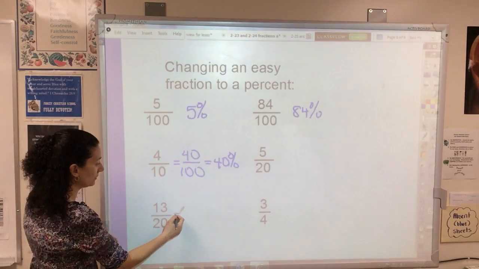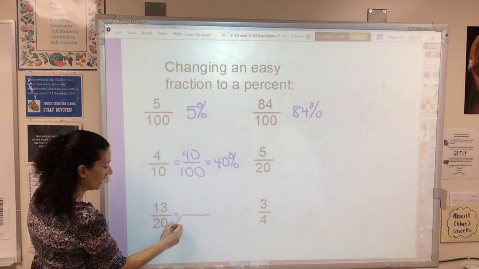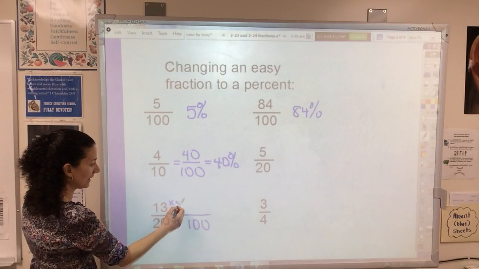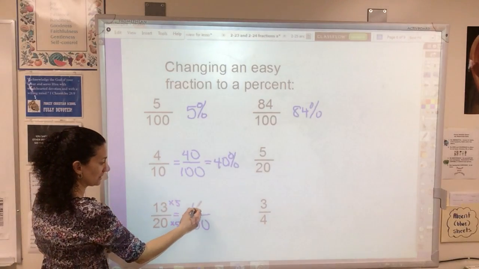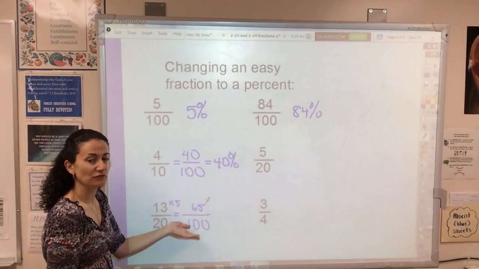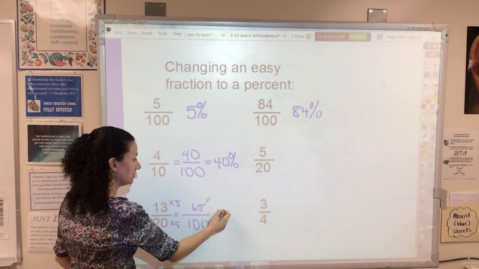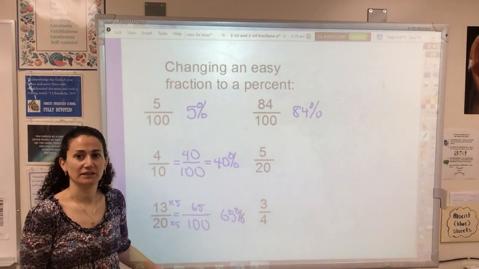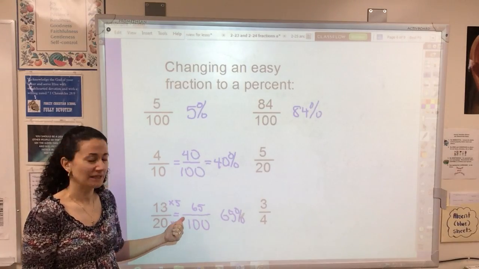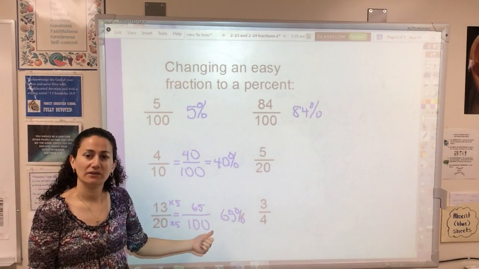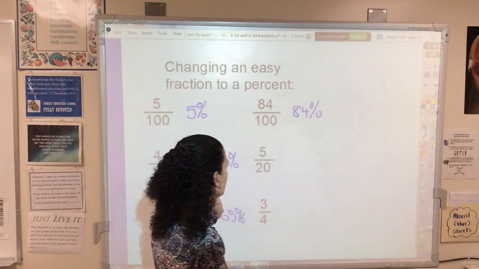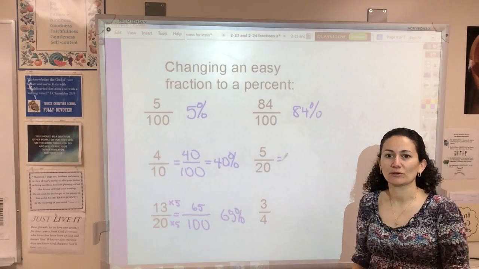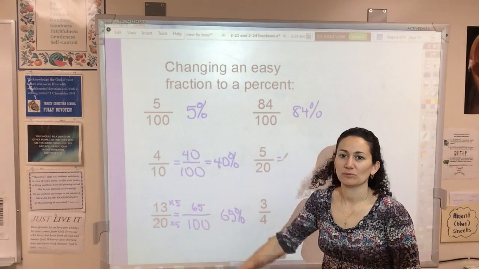So in this example, we can multiply 20 by 5 to get 100. So all we have to do is 13 times 5, which is 65. Again, once you have the fraction out of 100, you just take the numerator and add the percent sign. Remember, all percents are out of 100. That's why we're trying to write the fraction with a denominator of 100. Here's another denominator of 20. Why don't you try that one on your own, using this example.